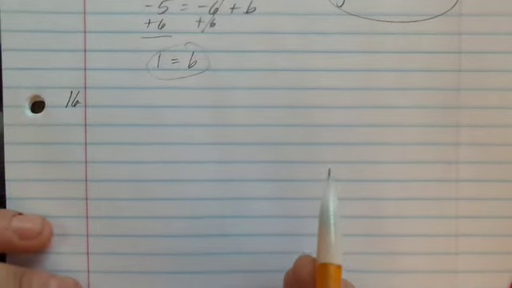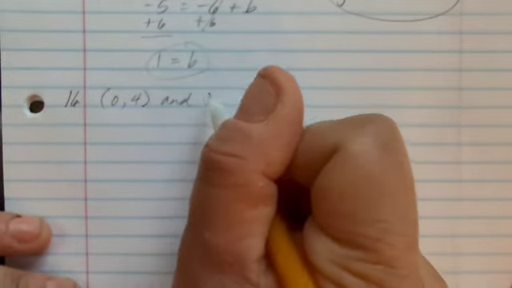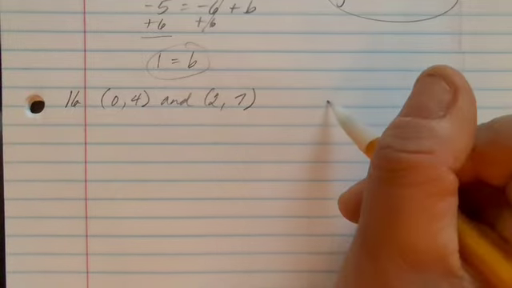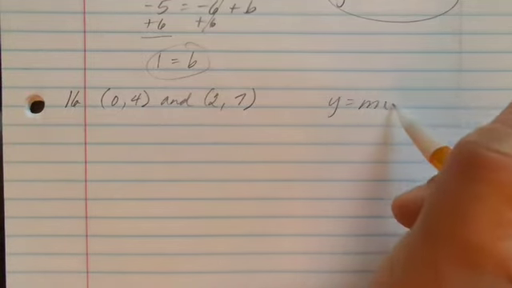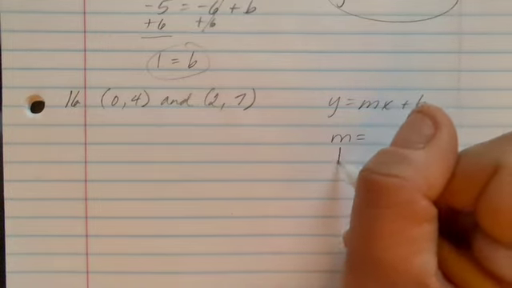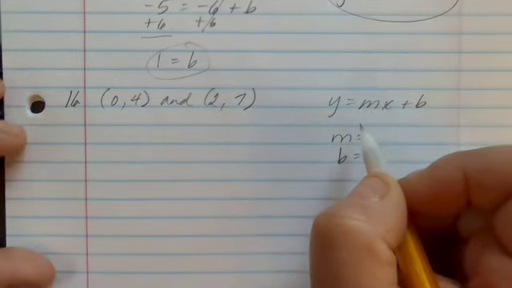So we want to write the equation of a line passing through 0, 4, and 2, 7. This one just takes another step. Remember what I need for an equation of a line? Okay, my line is going to be in the form y equals mx plus b. To write this, I need to know what m is, and I need to know what b is. X and y are going to stay x and y in my equation.